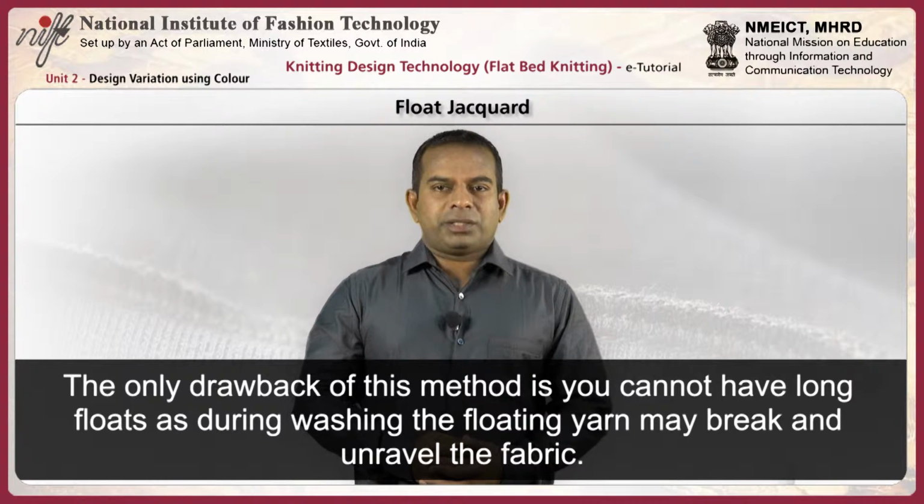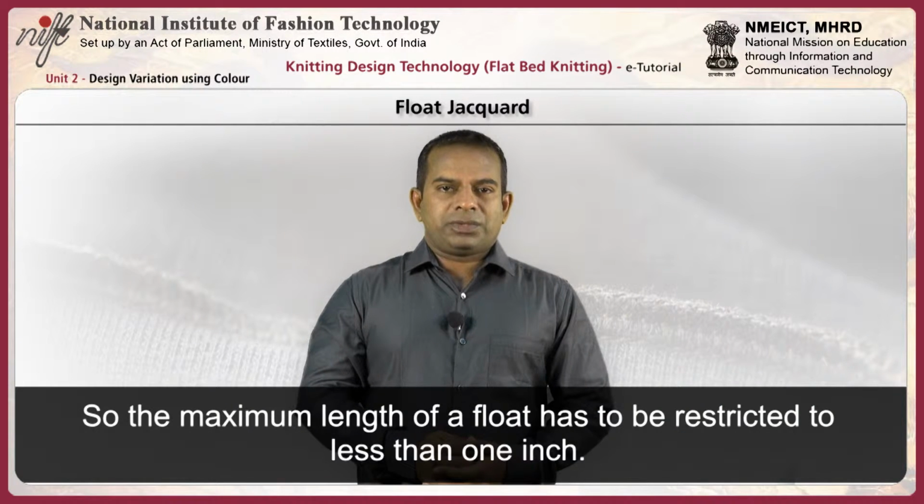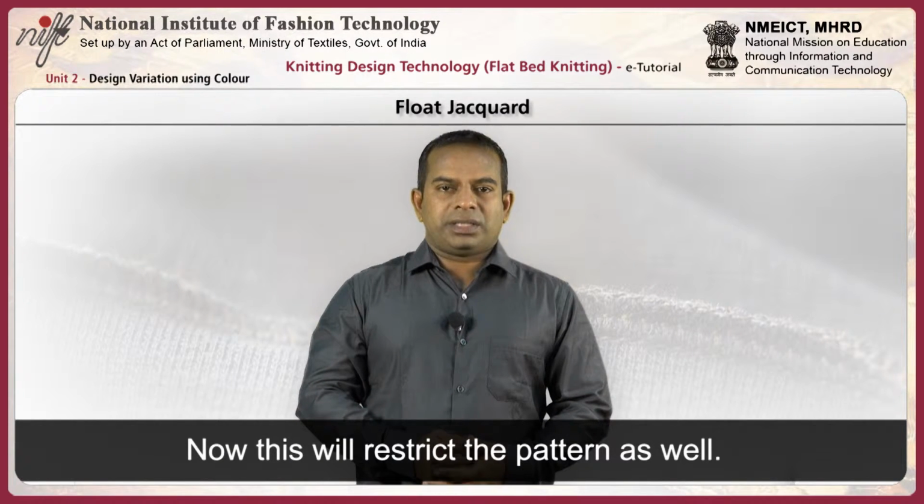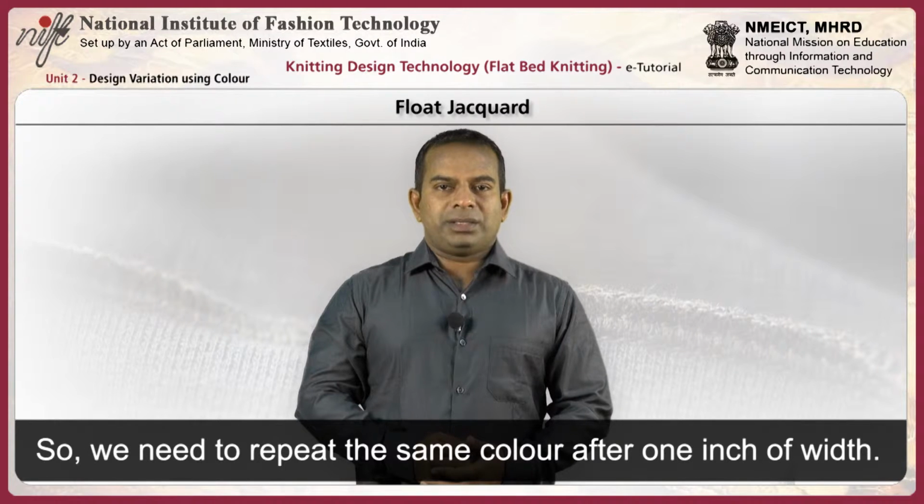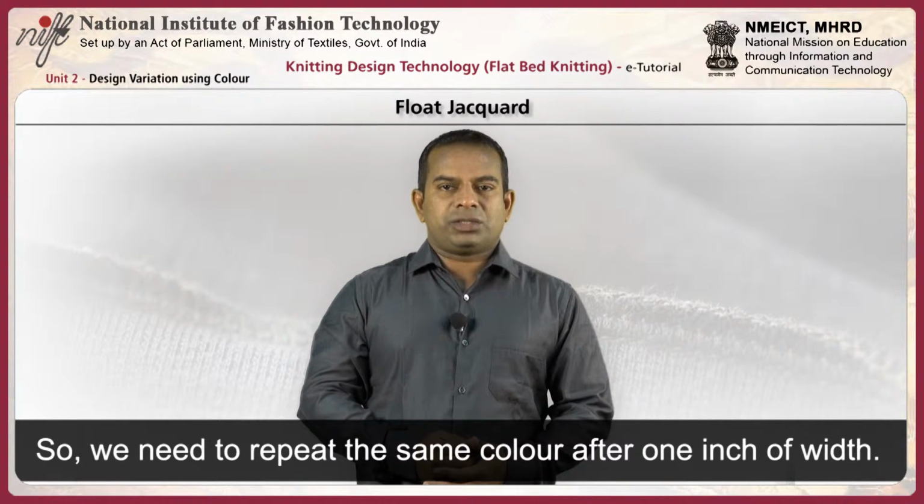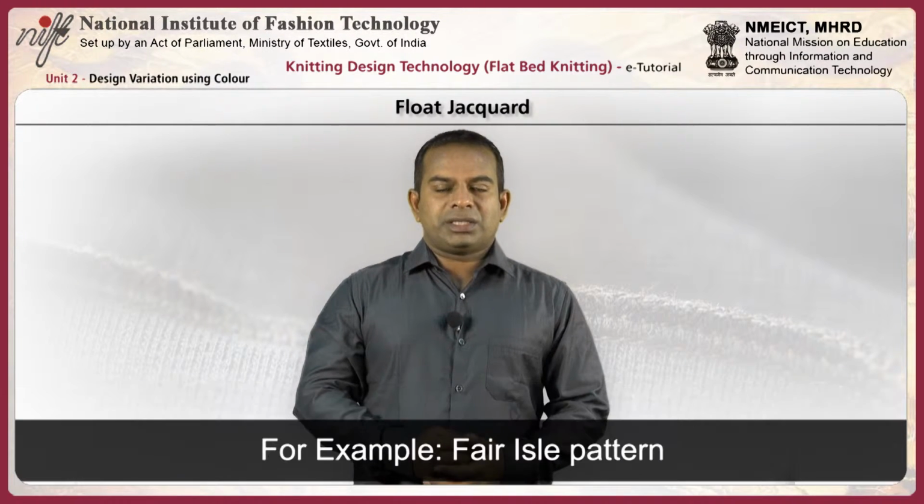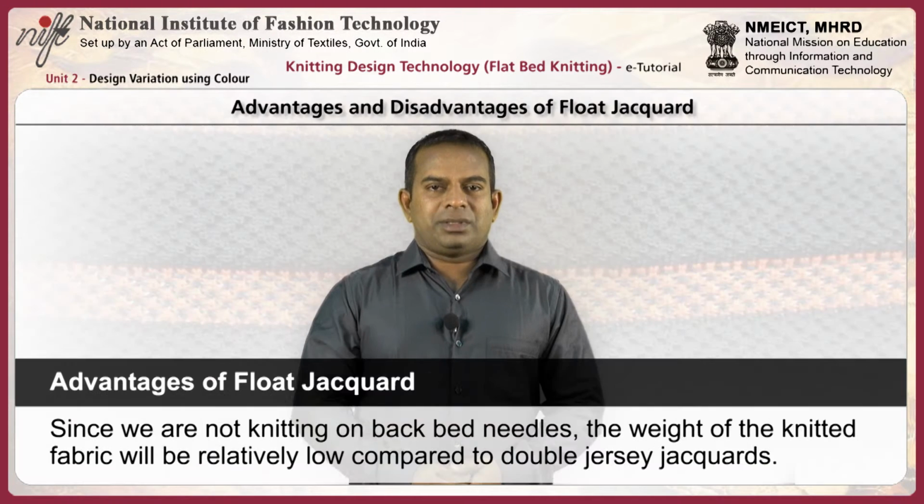The only drawback of this method is you cannot have long floats, as during washing, the floating yarn may break and unravel the fabric. So the maximum length of a float has to be restricted to less than 1 inch. Now this will restrict the pattern as well. So we need to repeat the same color after 1 inch of the width. Hence only smaller, dense patterns are knitted with this method. For example, Fair Isle pattern.